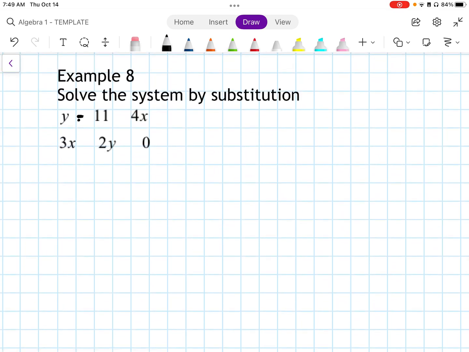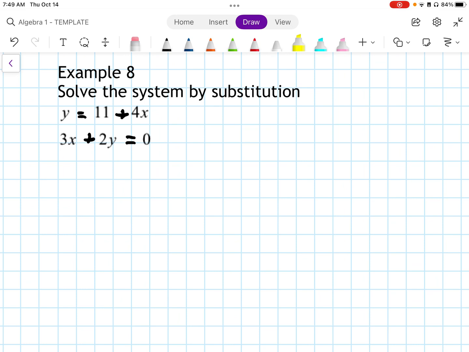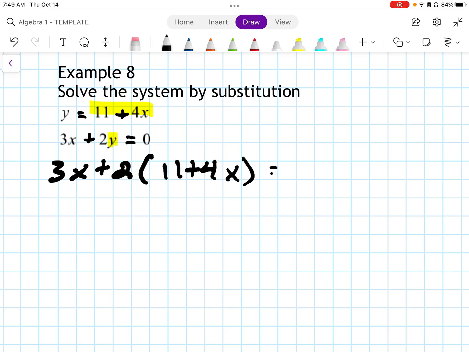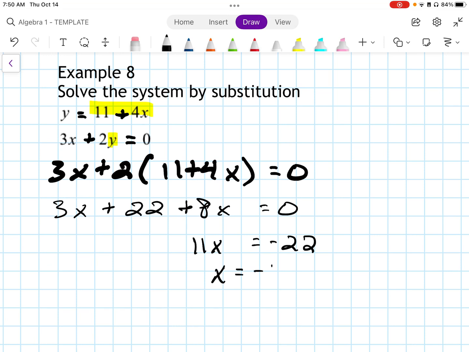Moving on, this one's going to be y equals 11 plus 4x, and 3x plus 2y equals 0. I'll plug my y into the bottom piece there, and I'll have 3x plus 2 parenthesis 11 plus 4x equals 0. Let me make this pen smaller. 3x plus 22 plus 8x is 0. I distributed the 2 there. I'm going to combine my x's together and subtract my 22. So this is going to be 11x equals negative 22. So x equals negative 2.